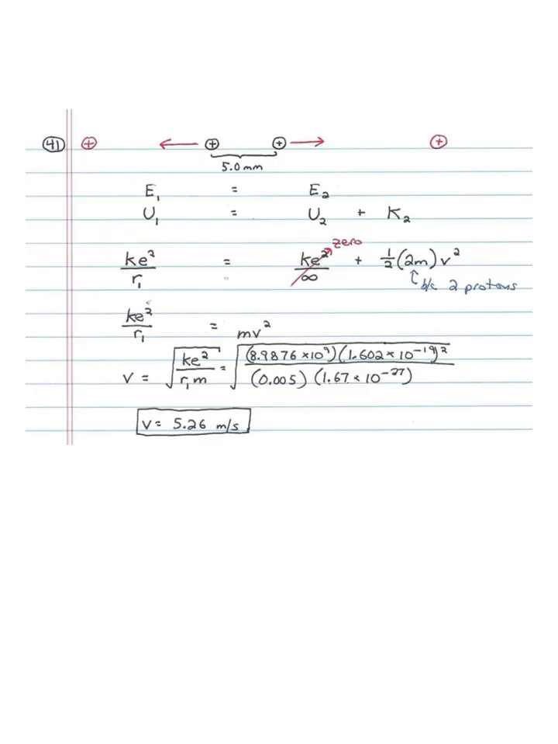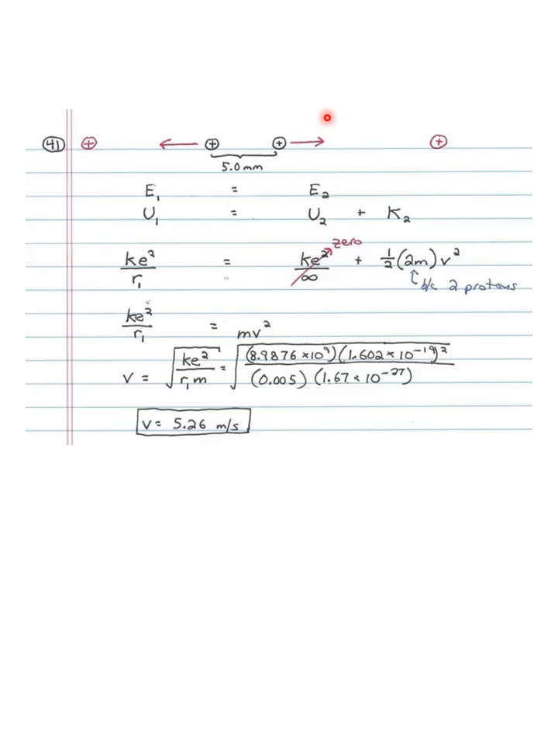Number 41. Two protons released from rest 5 millimeters apart. Describe the subsequent motion after they're released. How fast are the protons moving when they're a great distance apart? Well, the subsequent motion is that since they are like charges, they're both positive, they will accelerate away from each other. Now, as they get farther away from each other, the force is going to decrease, so acceleration is going to decrease, but they will still be accelerating away from each other.